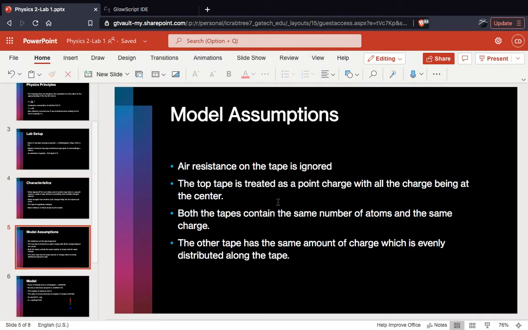The model assumes that there's no air resistance between the tapes, and that the top tape is treated as a point charge with all the charge being at the center, and both tapes are also assumed to have the same amount of atoms and the same charge, basically identical. And then the other tape has the same amount of charge which is evenly distributed along the tape.